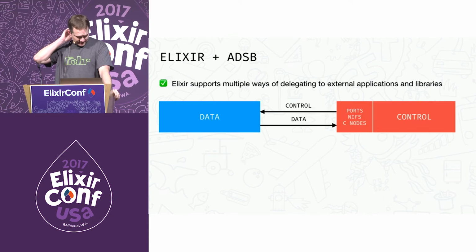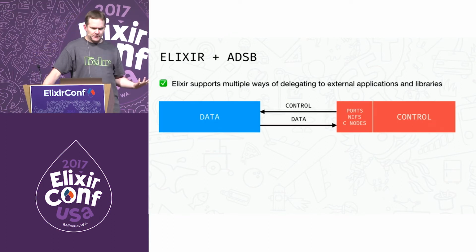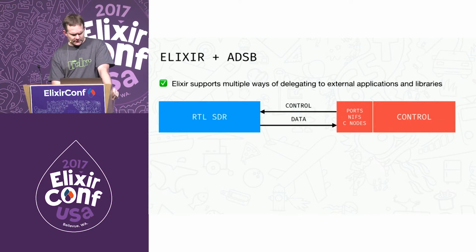So the BEAM in Elixir is obviously great at delegating to external applications through things like ports, NIFs, and C nodes. And this is a fairly common pattern when you're interfacing with hardware on the BEAM. In this case, we need to talk to this RTL-SDR dongle in order to configure it and start the radio.